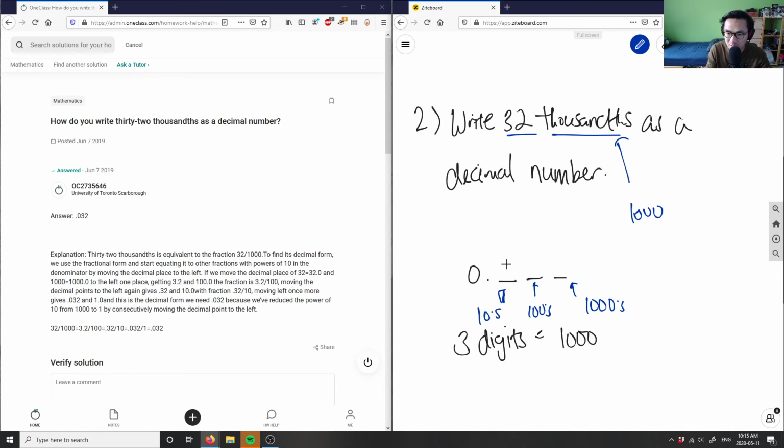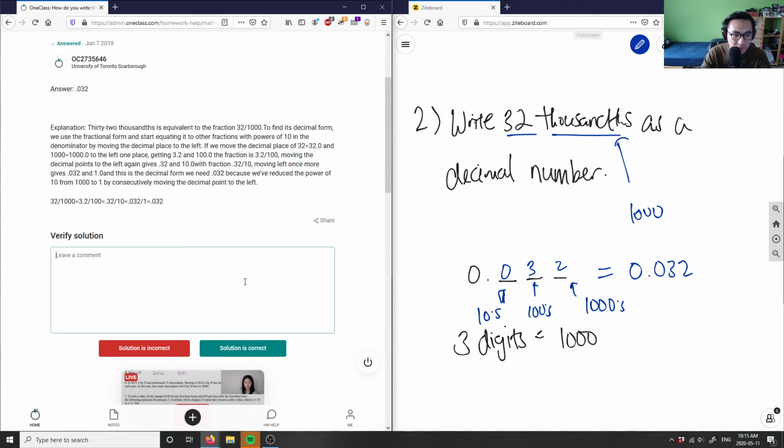So you need to put the 0 in the first digit to signify that there's no tens digit. And I would have 3 and 2 here because I have 32 thousandths. So this here is the correct solution. Therefore this is 0.032. And this here is the correct solution, like so. Good analysis as well.